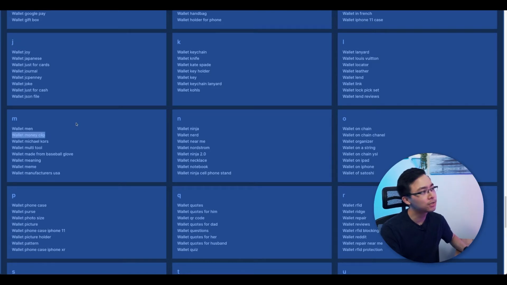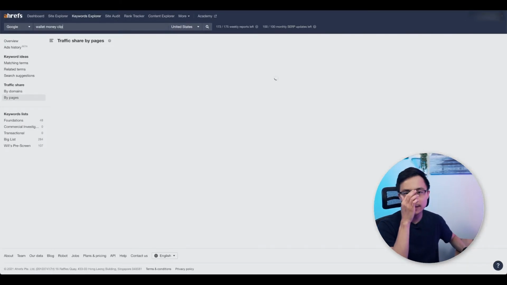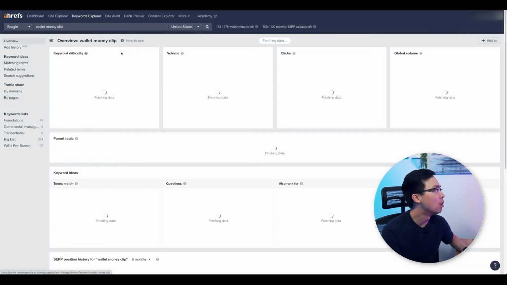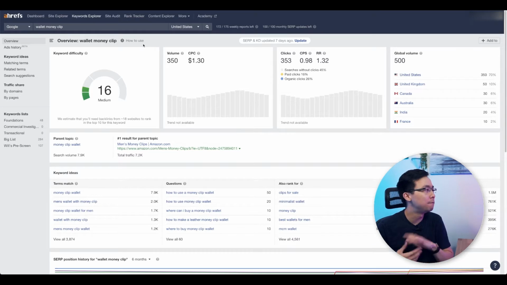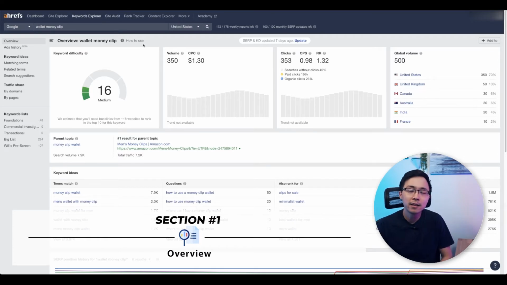And what I could also do is I could export this from Answer Socrates, but because we're working quickly through this example here today, I'm just going to take that example of a wallet money clip so we can take a look at what the overview for this phrase is. So when I do that, I can see a few things right off the bat, and that takes us to the first section that we want to go over today, which is the overview section in Keywords Explorer.